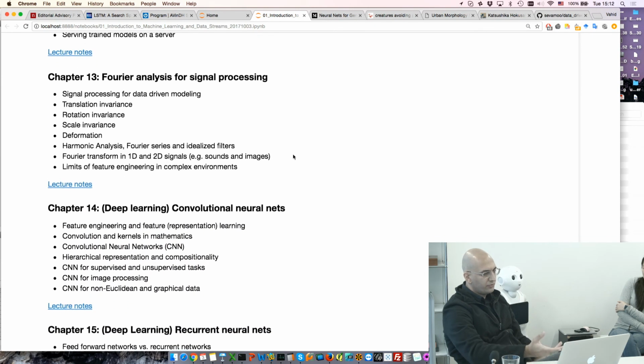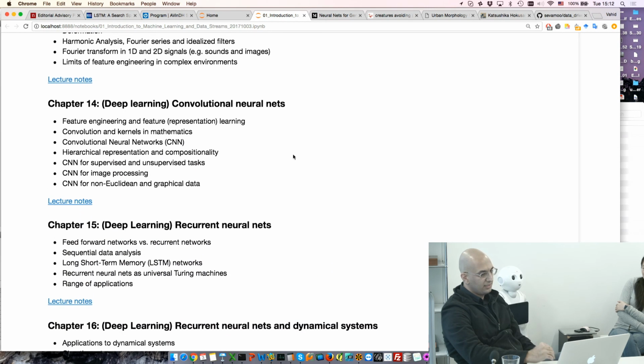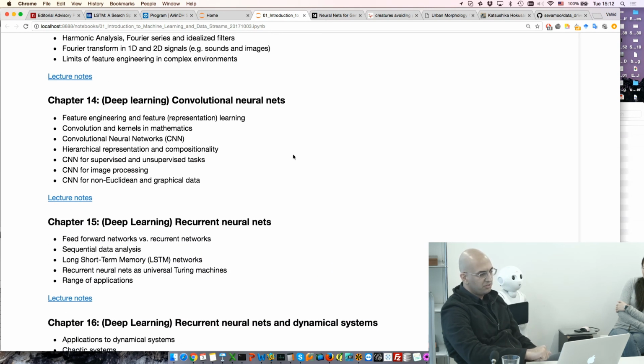And then we go to Fourier analysis and signal processing, and then convolutional neural networks, which I think are the best methods. Most of these applications that I showed you, like the semantic labeling for self-driving cars, all of them are working just based on these convolutional neural networks.